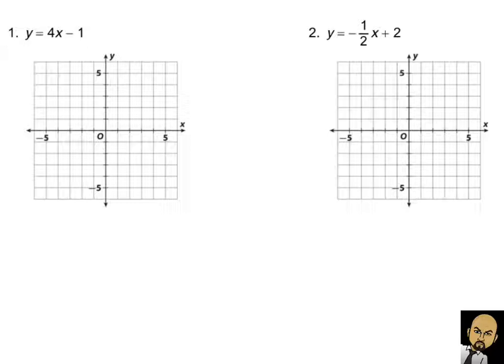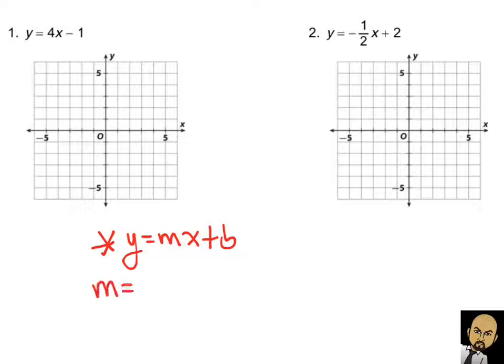But before we start, remember that you're going to be given an equation, so you've got to remember that the generic form of a linear relationship is y equals mx plus b. Now that is very important. I hope you guys have memorized that.